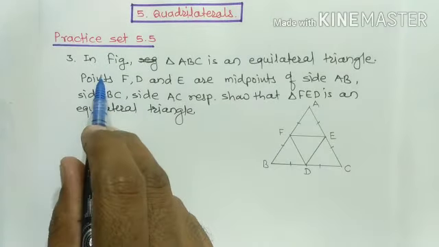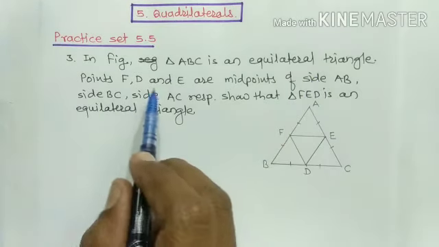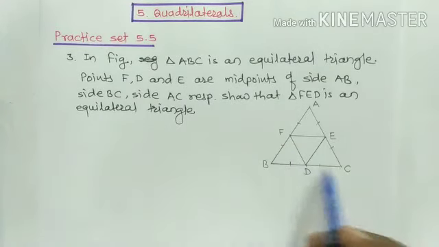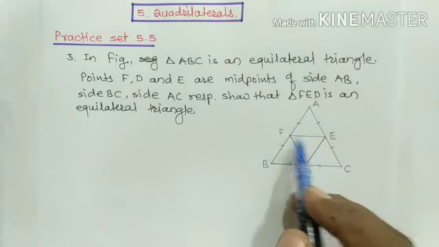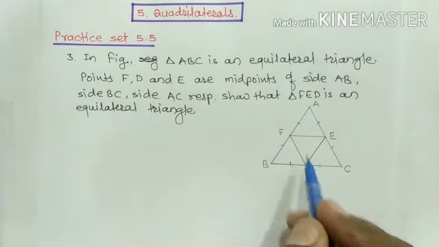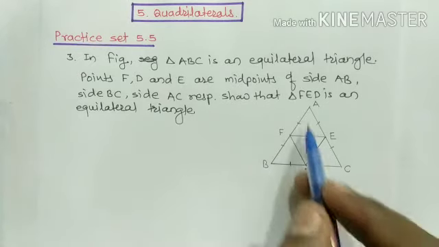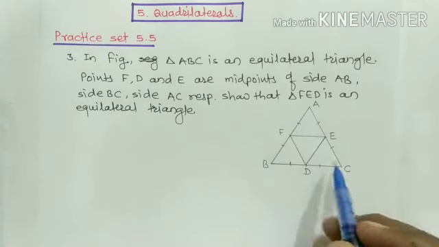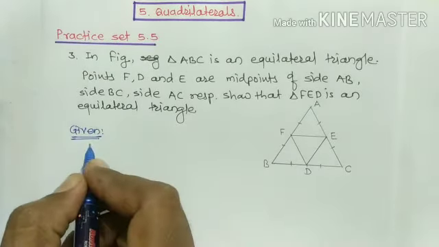See the third example. In the figure, triangle ABC is an equilateral triangle. Points F, D and E are the midpoints of side AB, side BC and side AC respectively. Then show that triangle FED is an equilateral triangle. Here we have to show that this triangle is an equilateral triangle. It is given that the larger triangle, triangle ABC, is an equilateral triangle and the points F, D and E are the midpoints of side AB, BC and AC. First we write the given, to prove, and then we write the proof.